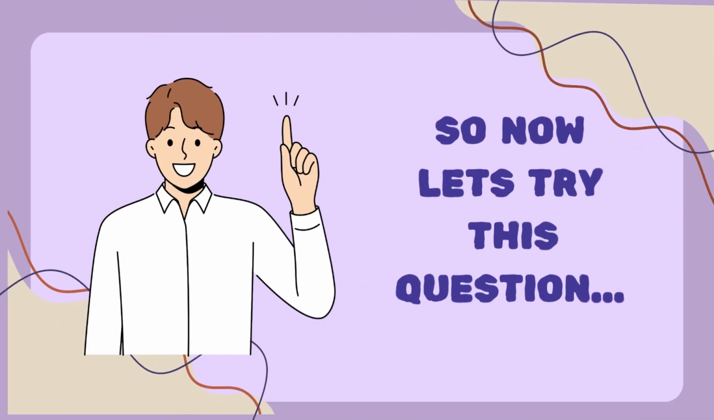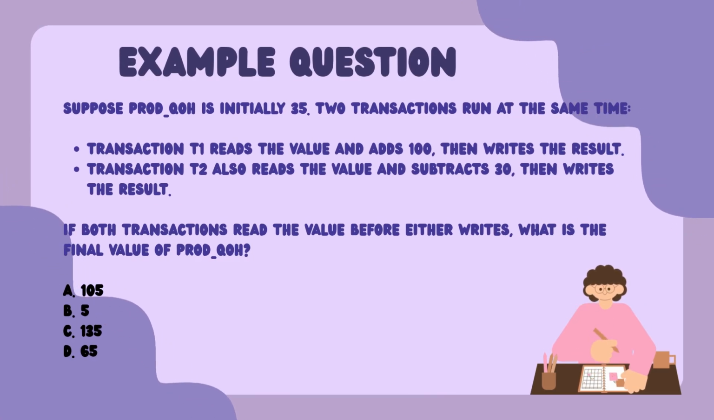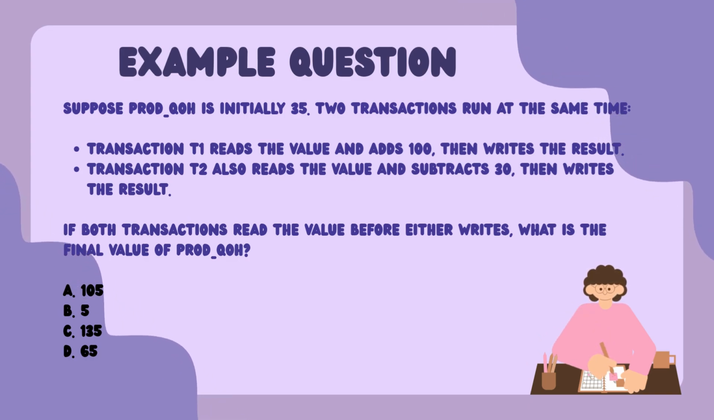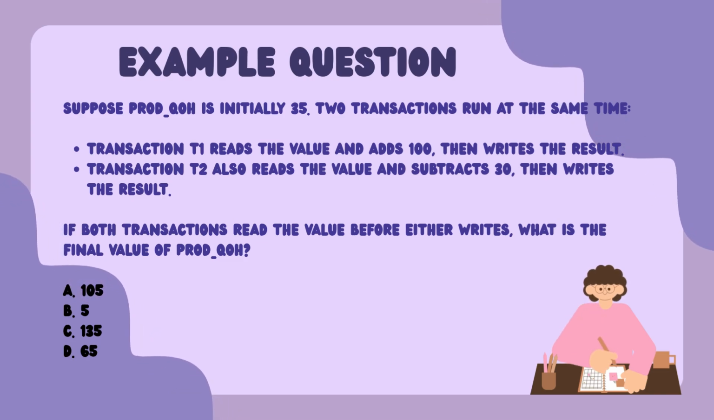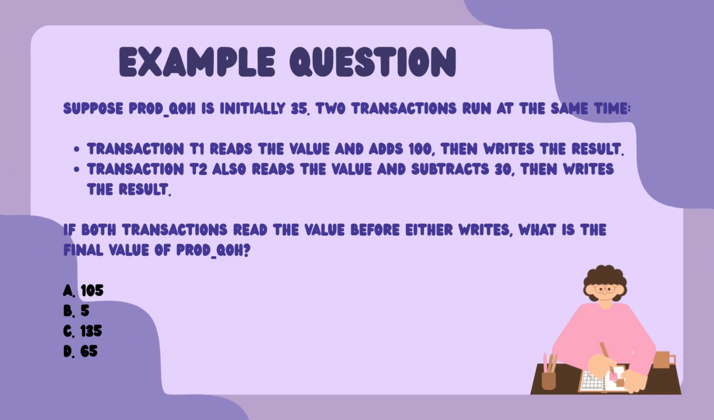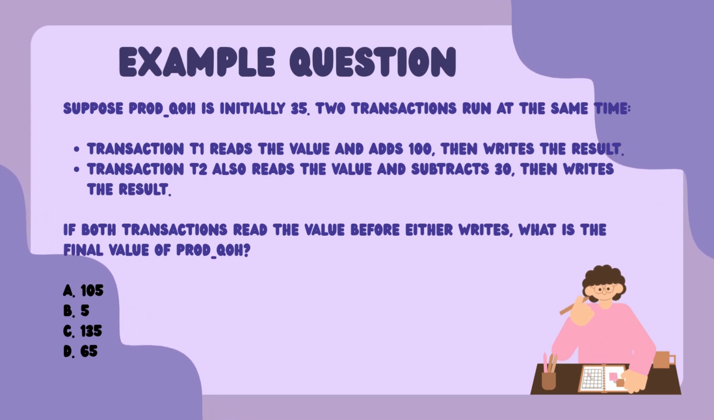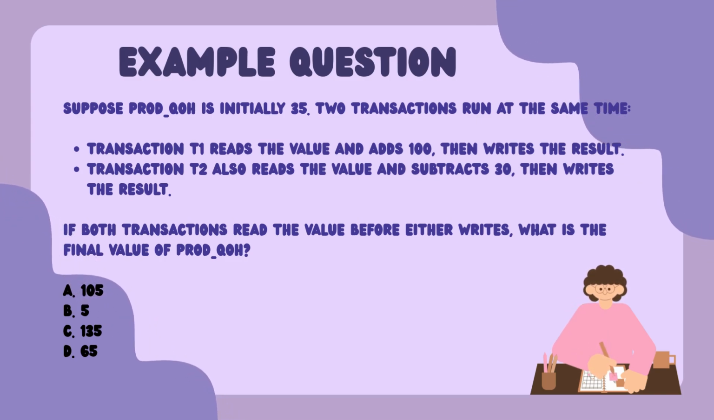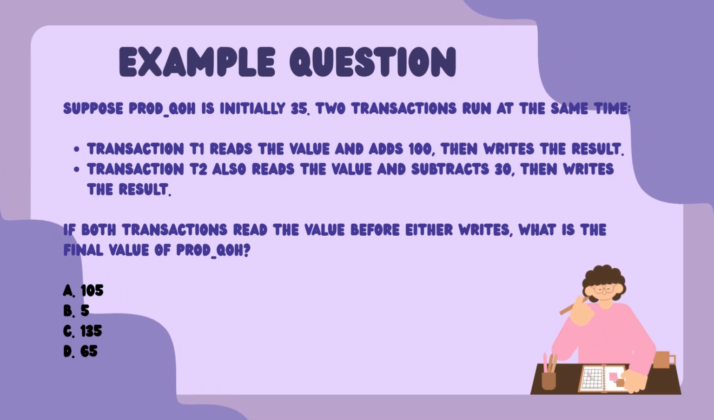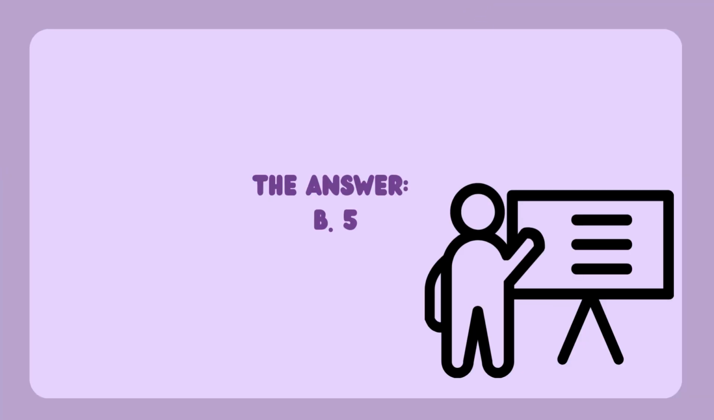So now let's try this question. Suppose prod_QOH is initially 35. Two transactions run at the same time. Transaction T1 reads the value and adds 100, then writes the result. Transaction T2 also reads the value and subtracts 30, then writes the result. If both transactions read the value before either writes, what is the final value of prod_QOH? A. 105, B. 5, C. 135, D. 65. The answer is B.